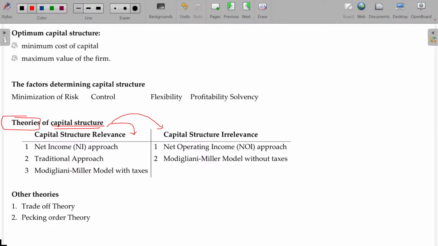Similarly here, we have net income approach, net operating income approach, and traditional approach. Net income approach says capital structure is relevant. Capital structure relevance means it has the impact in the value determination. And net operating income approach says, sir, irrelevant, sir. The company's image remains unaffected whether you change the capital structure or not. Is that clear? That's the logic of these two, NI approach and NOI approach.